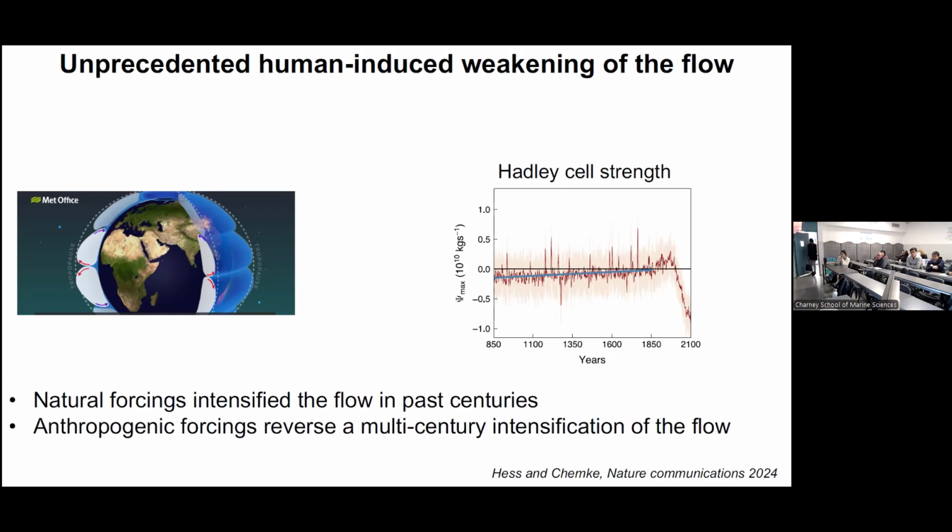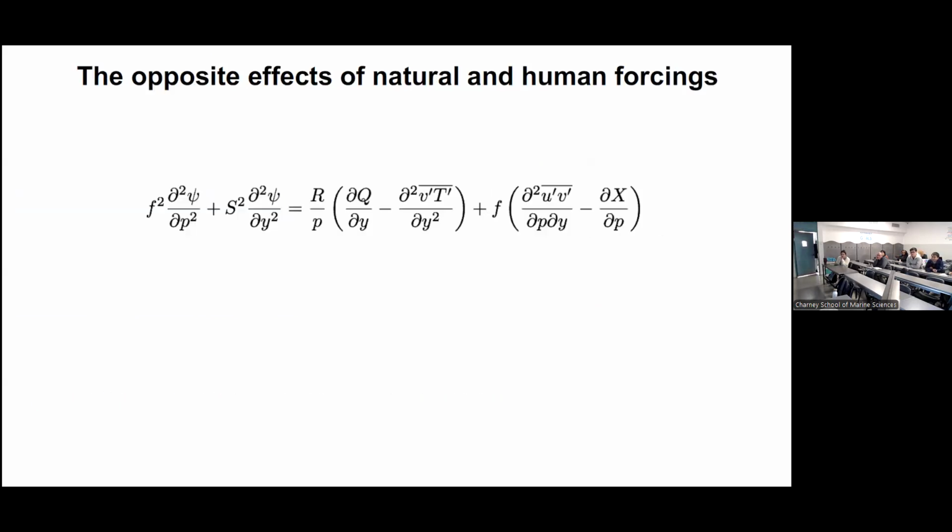Okay, so to do that, what Or did, she analyzed an elliptic equation for the stream function, for the strength of the circulation. I'm not going to go into how you derive that. It's not really important, but you can see there are different components that affect the strength of the flow. On the left-hand side, the operator, you have, for example, the Earth rotation rate, f. You have S squared, which is the static stability. It tells you something about the vertical structure of temperature.